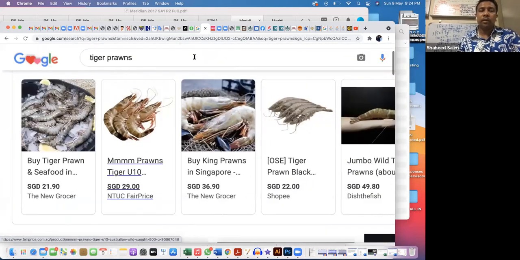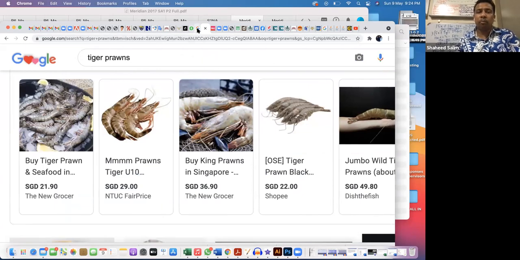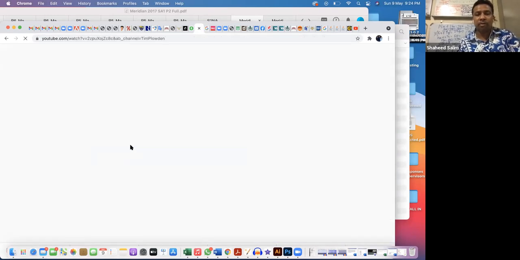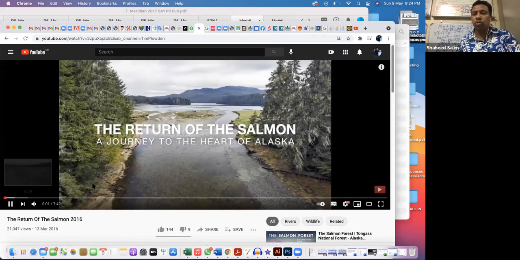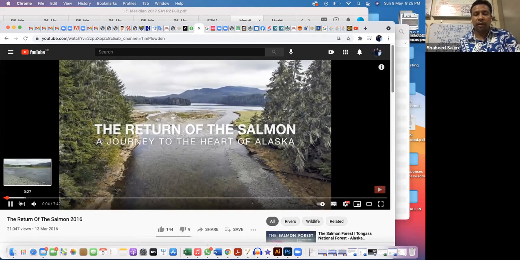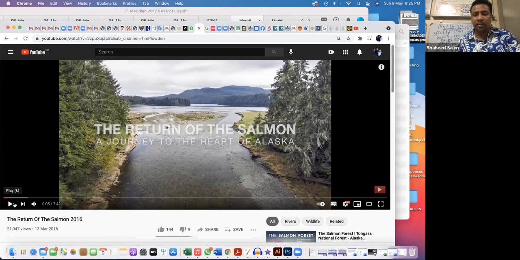Now, salmon, the story is a little bit more interesting. The return of the salmon. They travel all over the world, you know. They travel down here. Return. You can see they travel when they first laid as eggs. They will make a very long trip, thousands of miles, and they come back.